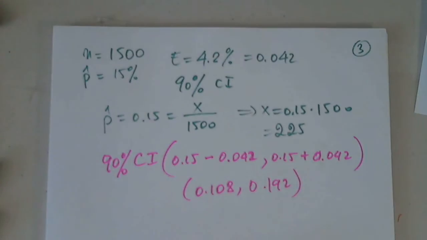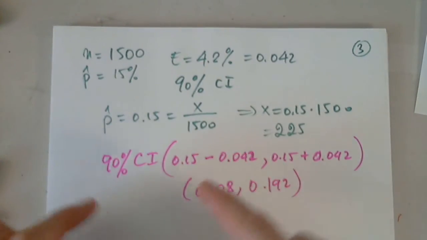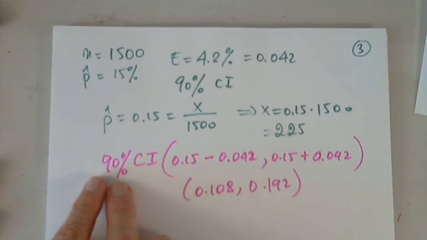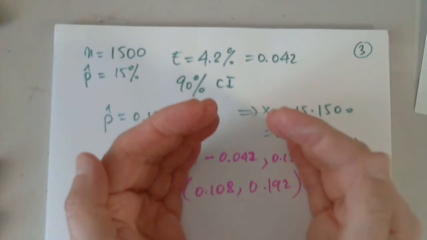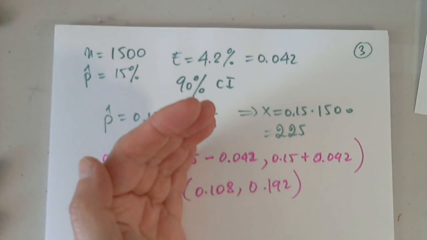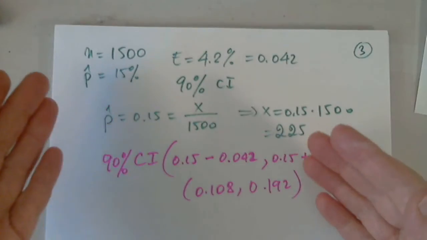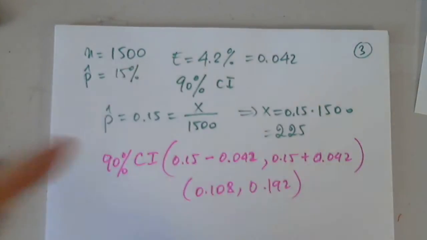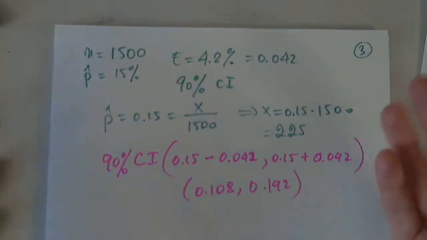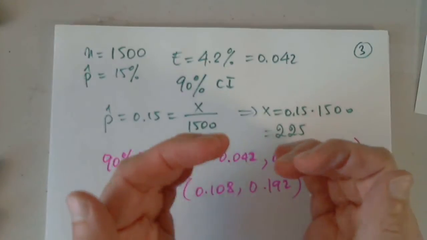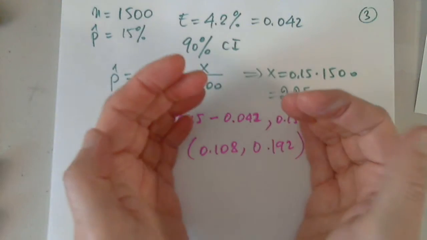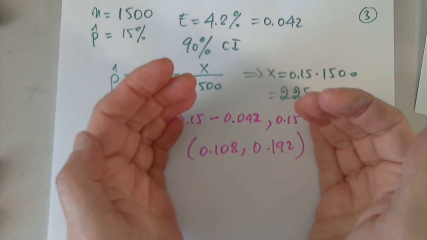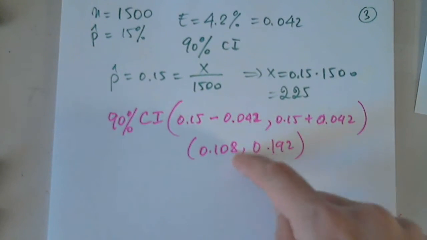So this means that if we repeat the experiment 100 times, and every time we create a 90% confidence interval, 90 out of 100 intervals, because they will always be different. If I select another group of 1,500, I'll get a different percentage, and so on and so forth. These will all be different. But if I repeat the experiment 100 times, we're confident that 90 of those contain the true population proportion.